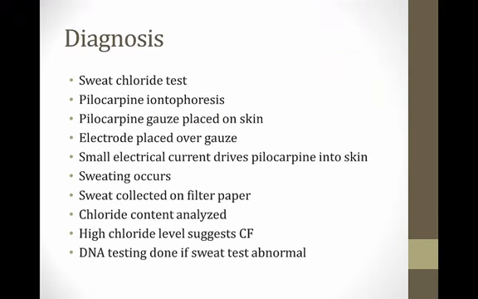So let's suppose you have a child with recurrent respiratory infections, or maybe a newborn that has meconium ileus, and you suspect cystic fibrosis. How are you going to make the diagnosis? Well, the best first test is the sweat chloride test, and this uses a kind of strange technique called pilocarpine iontophoresis.